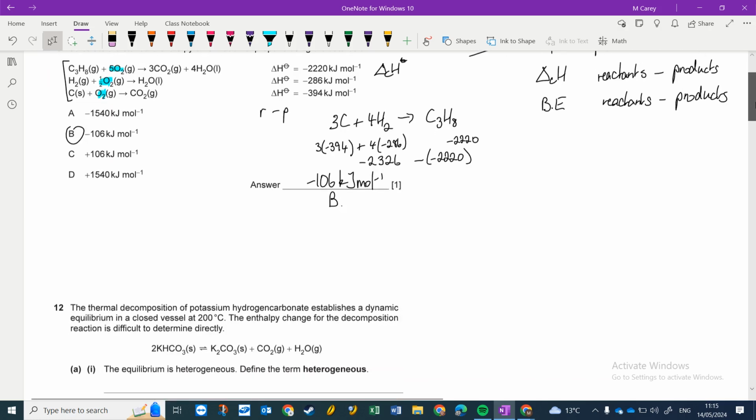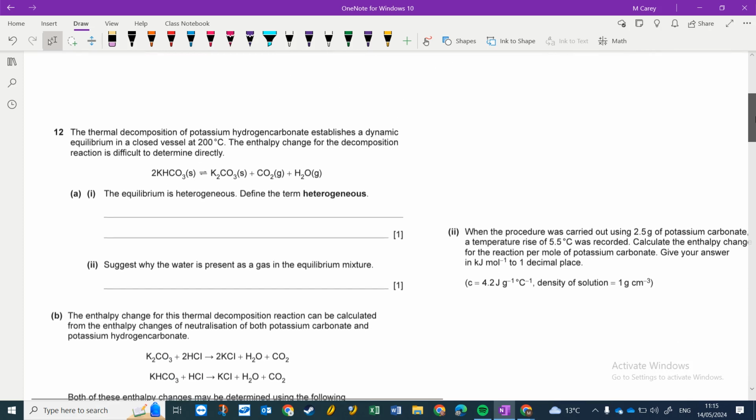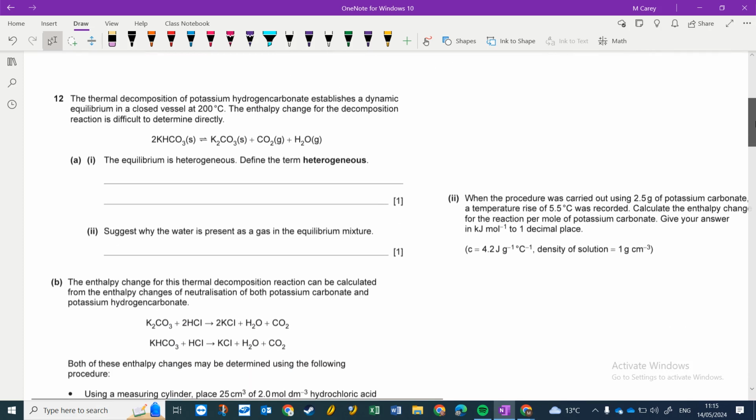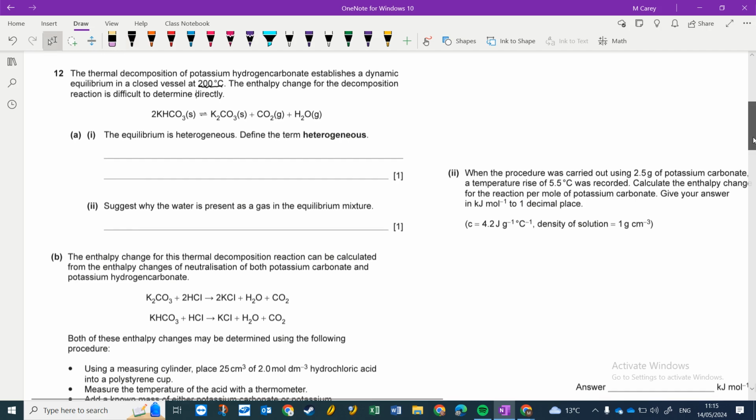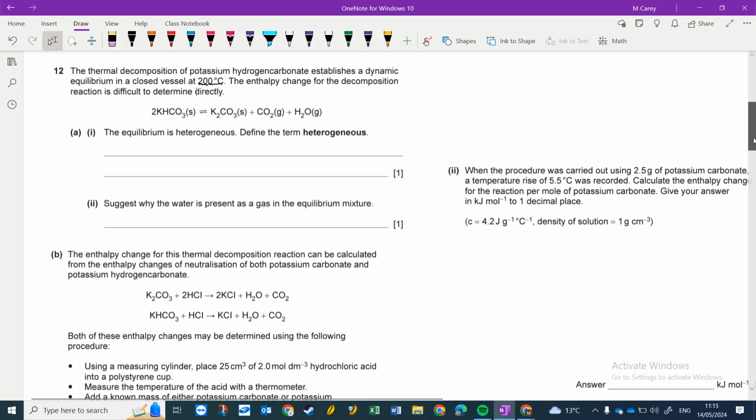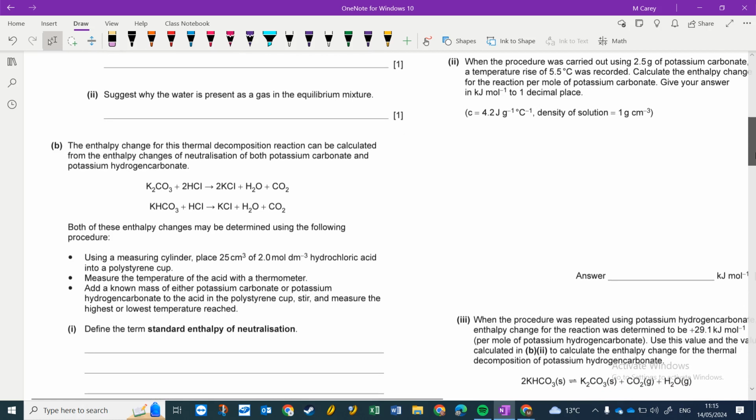Okay. Now, question 12. I'm not going to go on to this in huge detail. Heterogeneous, you can look up yourself. Why is water present as a gas? And that's because of the temperature that they've given you, right? Its boiling point is greater than 100. Now, it's this one here, part B, which is dodgy.